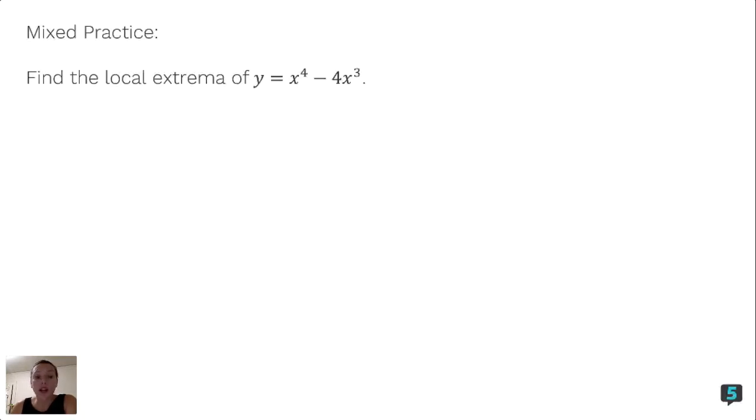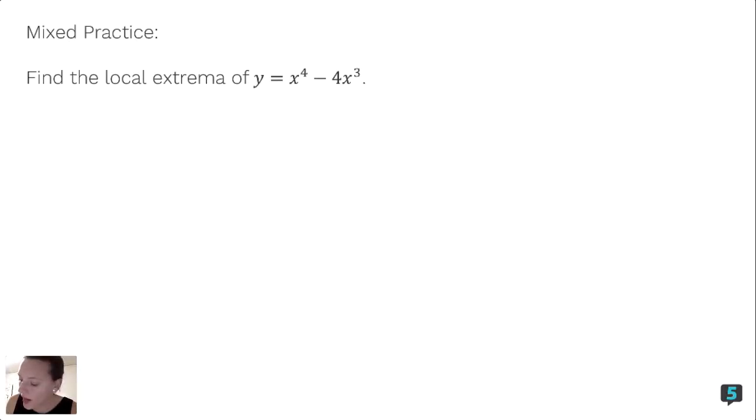Although it directly says to find the local max and min, in your mind, you want to be thinking, okay, that means I need to find the critical numbers. I need to make myself a number line. I need to find out where my derivative is positive and negative. And then from that information, I'm going to be able to find out my local extrema. All right, so let's go to town.